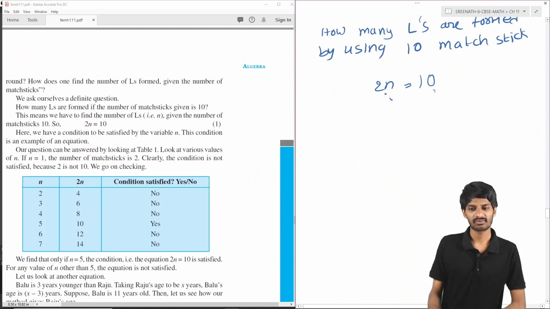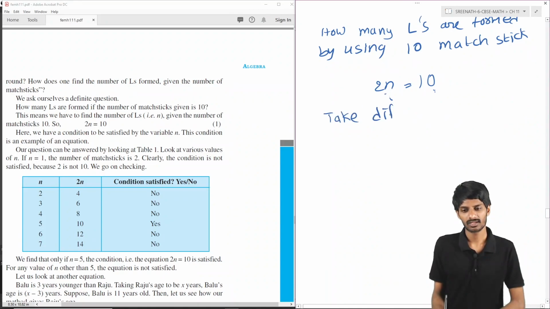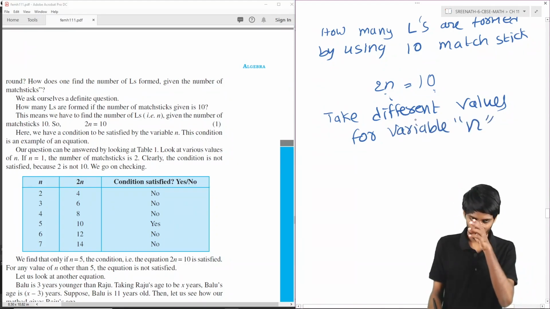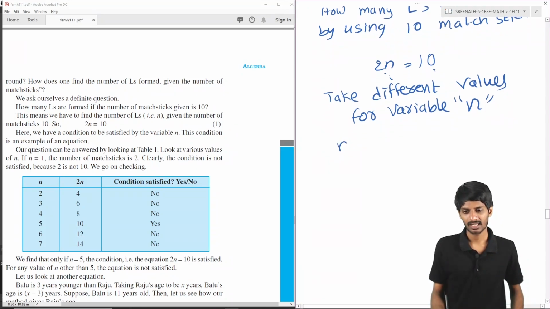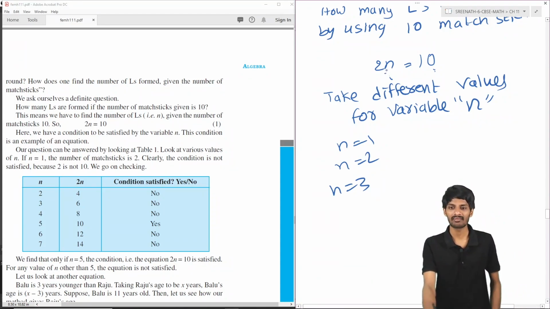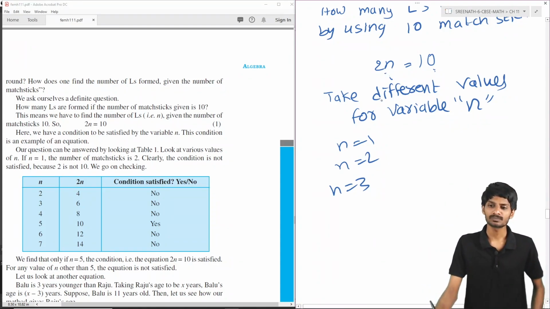So we have to take different values for variable n. We can take n equal to 1, n equal to 2, n equal to 3, like that. So we will go and substitute, replace the n value with 1, 2, like that.